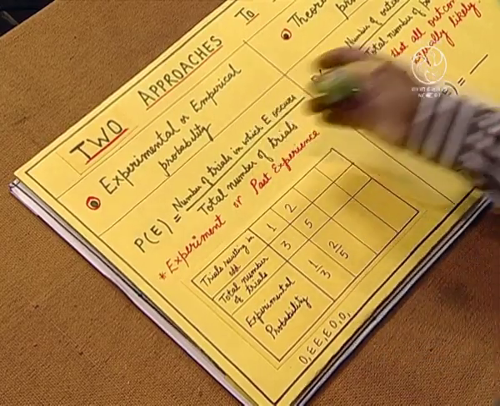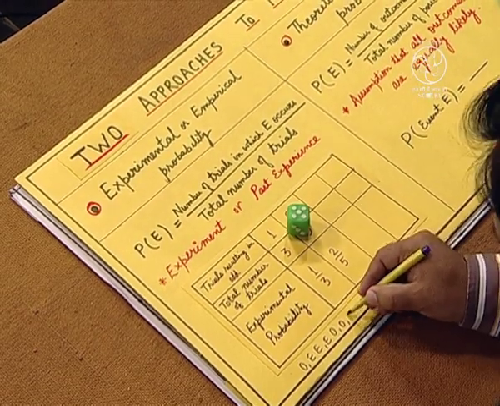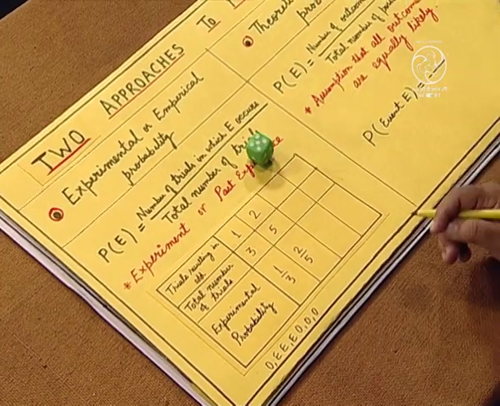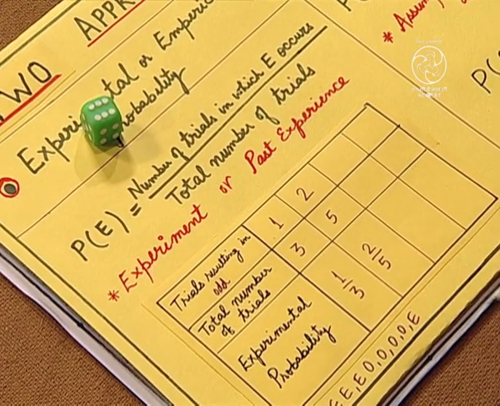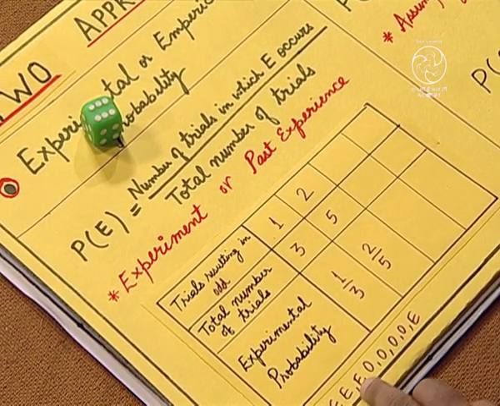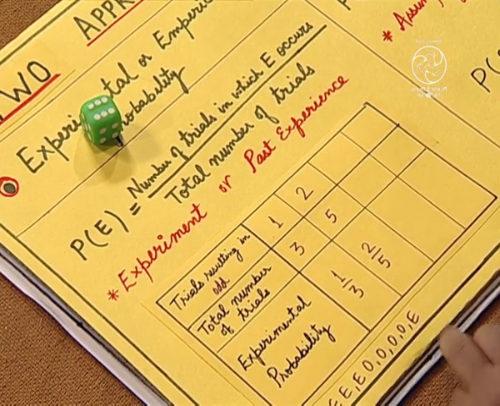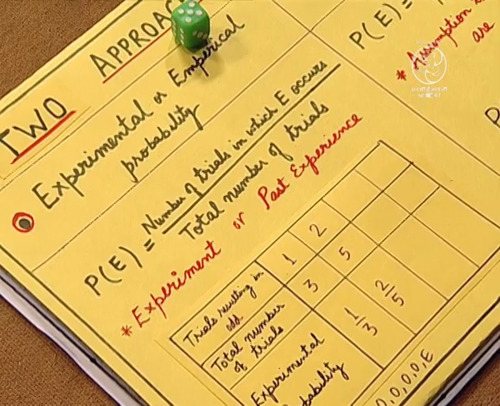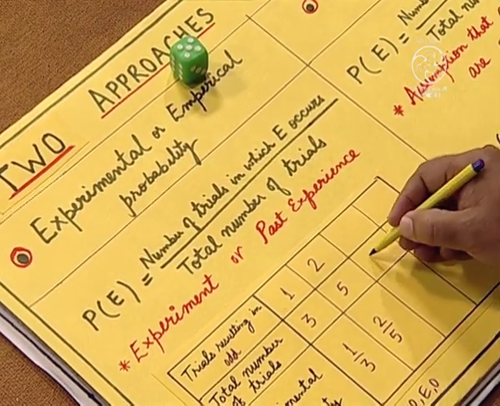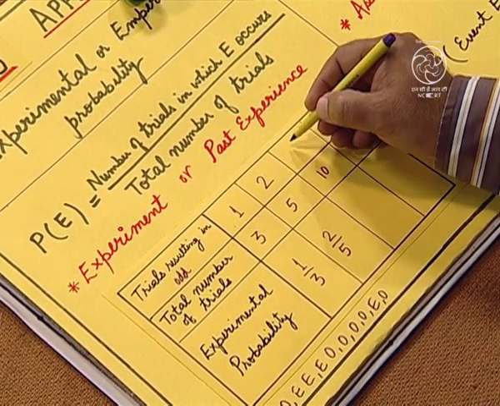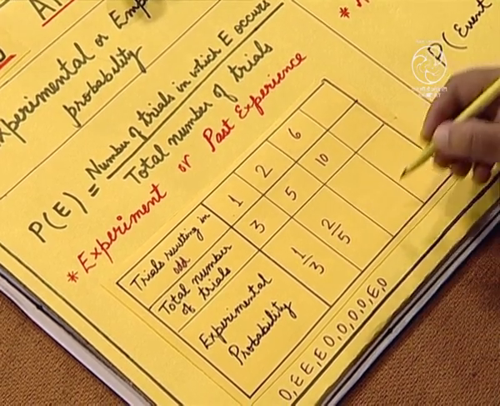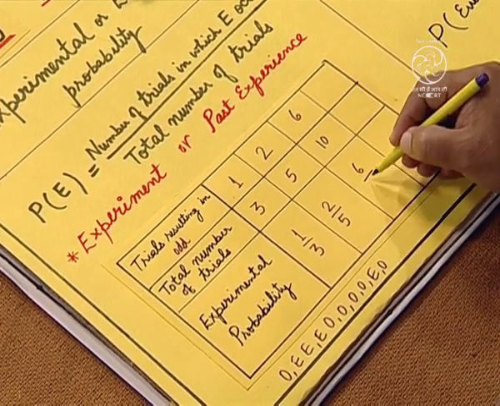Now we can continue like this for some more trials. It shows an odd number. Next, it shows an odd number. Again an odd number. An even number. So now we have performed this activity 1, 2, 3, 4, 5, 6, 7, 8, 9 and 10 times. So the total number of times we have performed this activity is 10 and an odd number has come 4, 5, 6 times. So now the experimental probability of getting an odd number is 6 by 10.